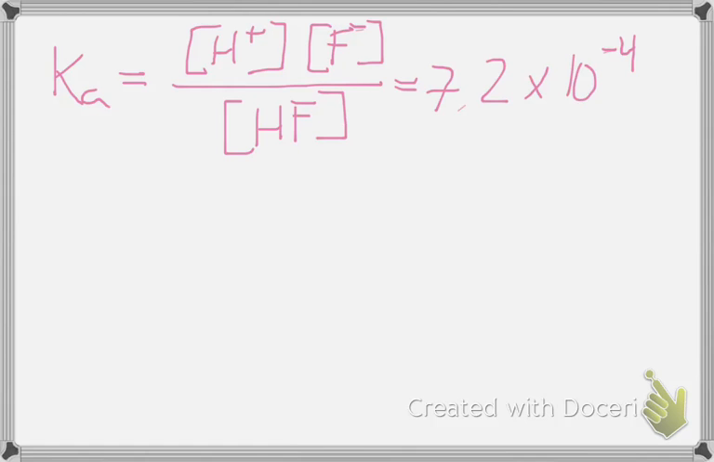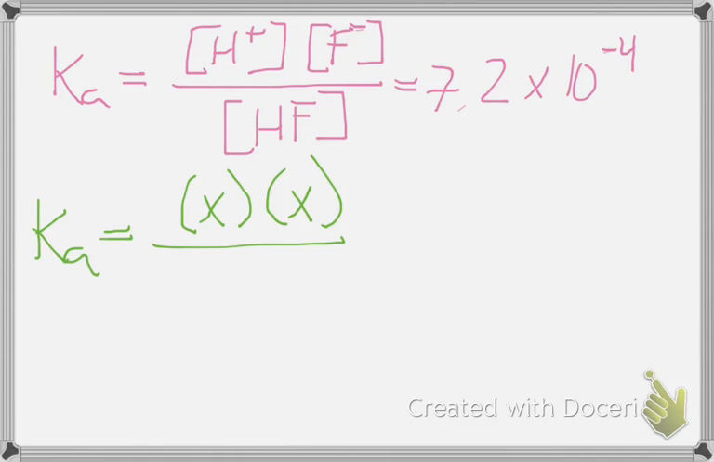Alright, so on our little ICE table before, we got the values of those different concentrations, these guys up here. We said that H+ is going to be x, F- is also going to be x, and that HF is going to be 2.5 minus x. So we'll write that in then. We'll say that Ka is equal to x times x divided by 2.5 minus x.